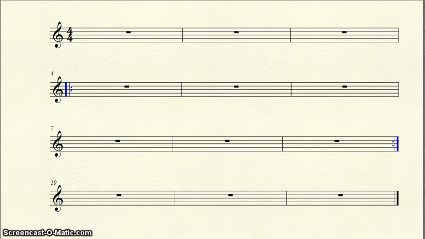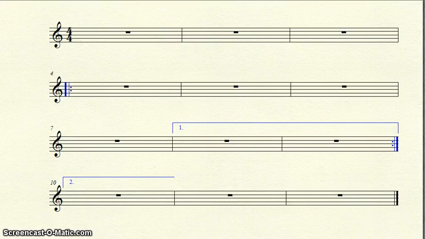If the composer doesn't want you to return to the beginning of the piece, but rather wants you to repeat a section of the music, you will see a forward repeat sign, shown by a thick line, a thin line, and then two dots. When you reach the end repeat with the dots on the left, you repeat back to the forward repeat with the dots on the right.